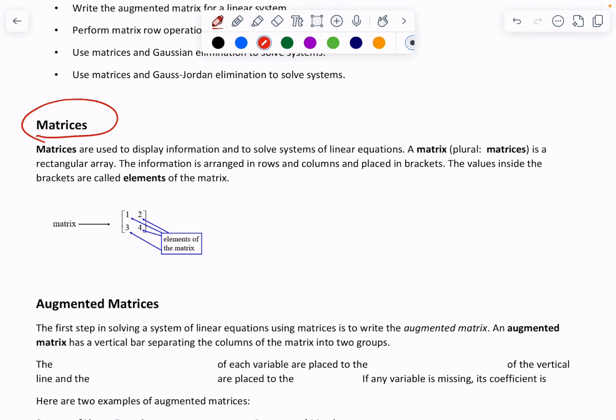A matrix, the plural of which is matrices, is a rectangular array. The information is arranged in rows and columns and placed in brackets. The values inside the brackets are called elements of the matrix. So here's an example of a matrix. It's inside the brackets. It has the rows and columns and elements in it.